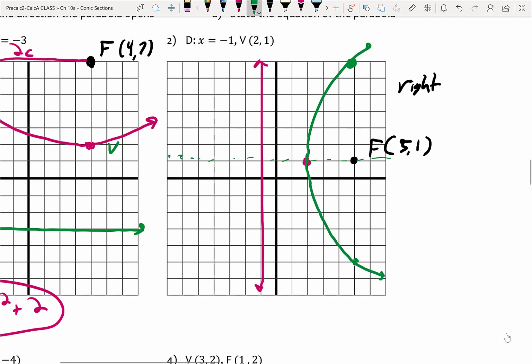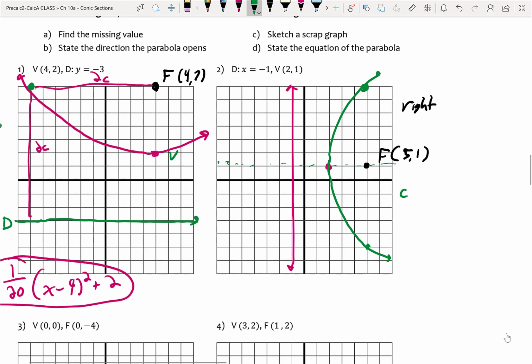And my equation, well, the c value is 3, and it's opening right, so it's going to be x is equal to 1 over 4 times 3, 1 over 12, times (y minus my k value, 1) squared, plus h, which is 2.